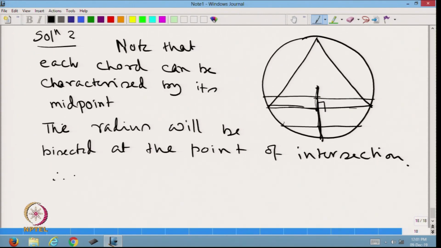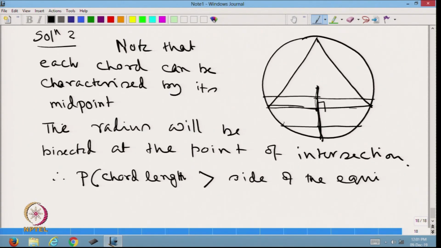Therefore, probability that the chord length is greater than the side of the equilateral triangle is equal to the length of half of the radius divided by the total length of the radius.